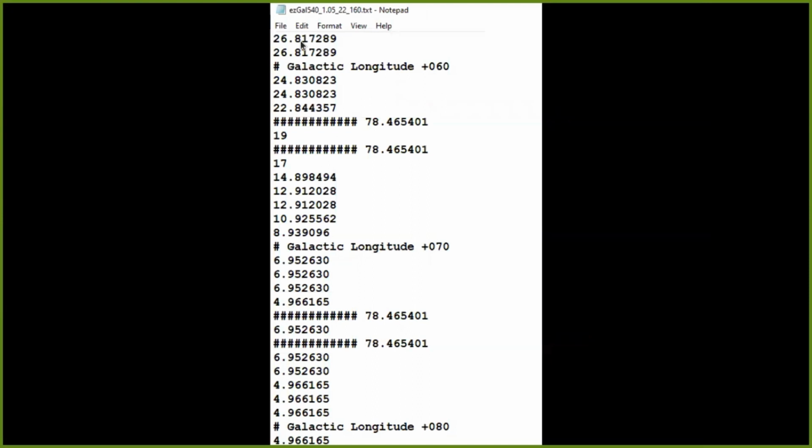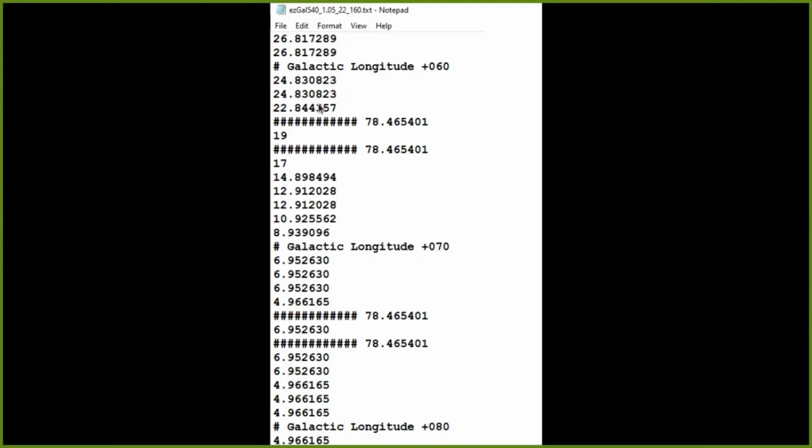Here's the data file copied to a new file name up here at the top. It has a list of a lot of numbers. You can see it started up here in the 20s, going down to 14, down to 6s, down to 4s. Every so often there's a comment line to tell you what galactic longitude is directly below it. Here's galactic longitude 60, here's 70, 80's down below.